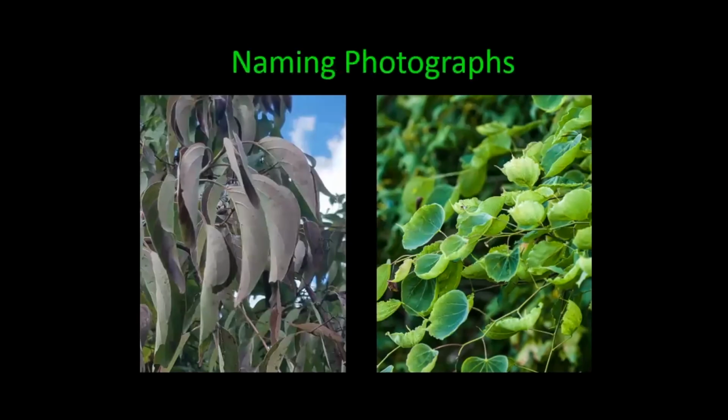Thanks, Marty. So we have one more thing that we're going to go through before we move on, and that is talking about how to name photographs for the monitoring. We're going to name these two photographs. On the left is a rough leaf dogwood, and on the right is a redbud. And we do have a rule that we're asking you to use, and that is the site name _ species name _ date _ photo number.